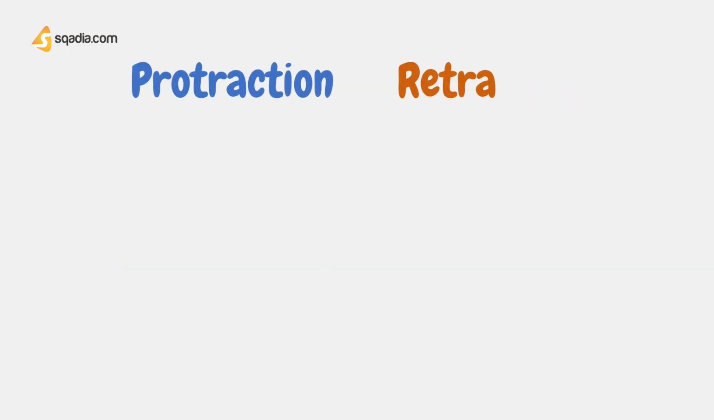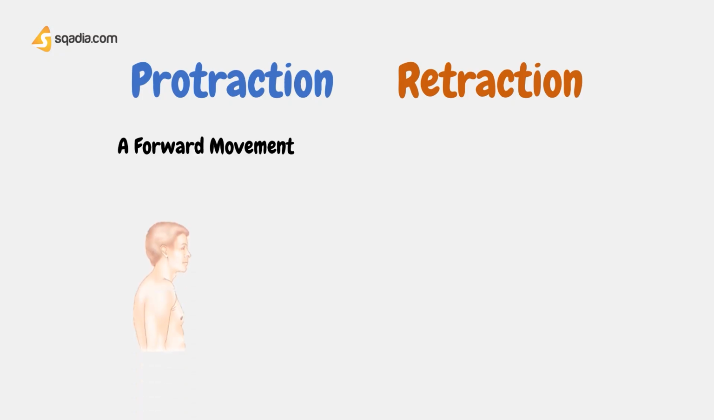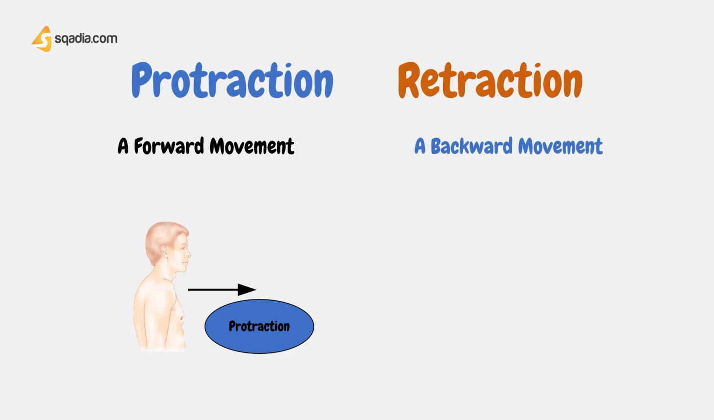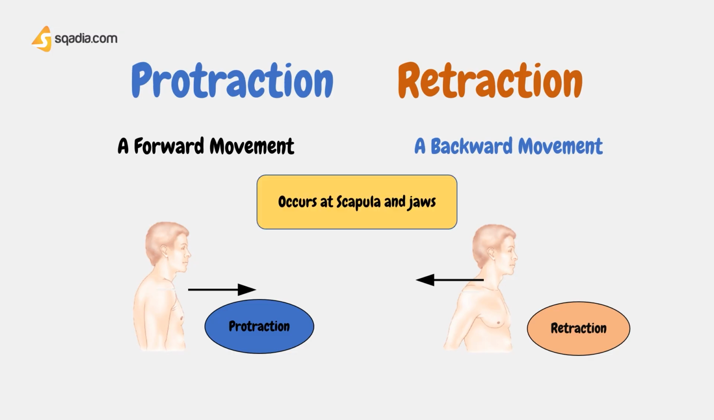Protraction and retraction are also basic movements. Protraction is the forward movement as we can see in this picture. Retraction is the backward movement, as we can see that the shoulder girdle is retracted or moving backward. These movements are limited to the lower jaw and shoulder girdle. Here the question arises why these movements do not occur on the upper jaw. Because the upper jaw is immovable.